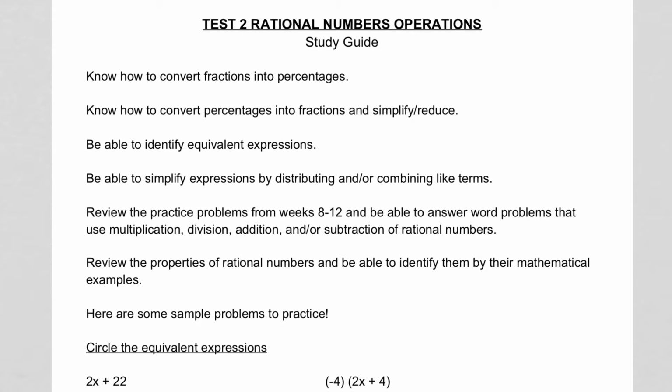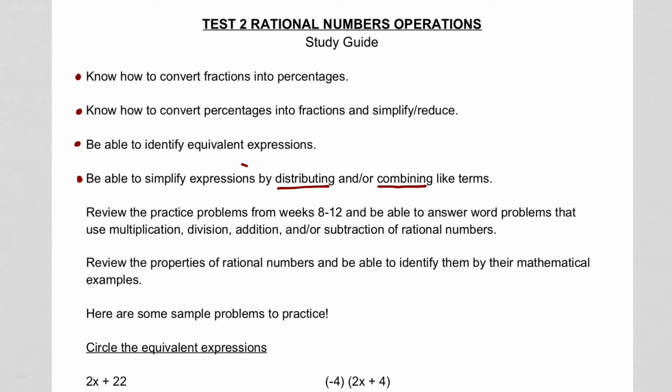This is the help video for the test 2 for rational numbers operations on the study guide. The things that you're going to need to know how to do: convert fractions into percentages, convert percentages into fractions, and simplify and reduce, so don't leave any that can be reduced. You'll need to be able to identify equivalent expressions. You need to be able to simplify expressions by distributing and/or combining like terms.